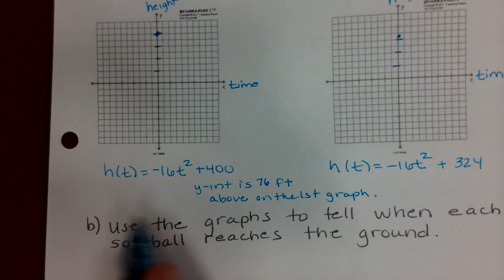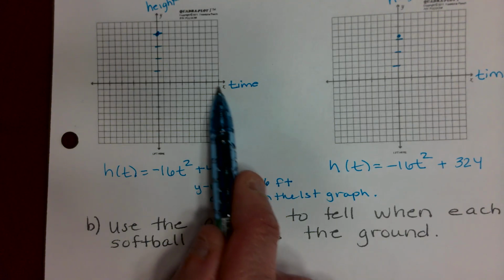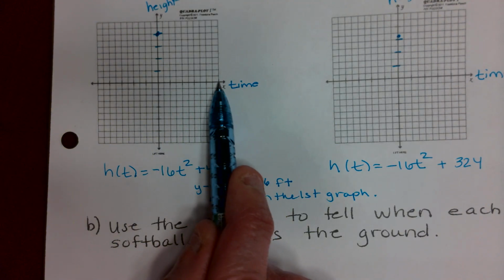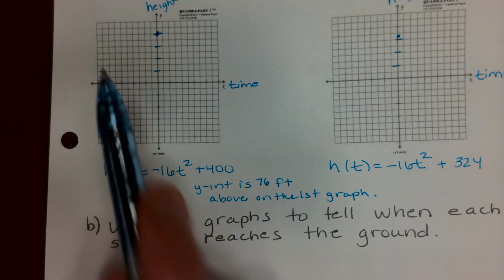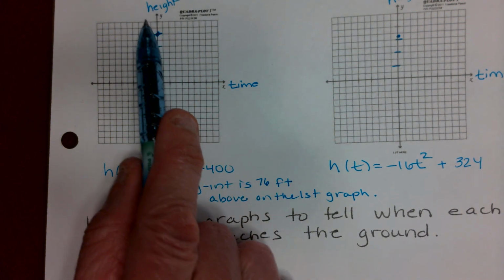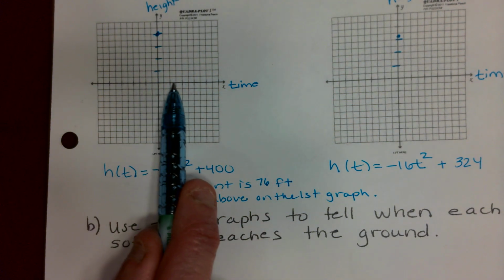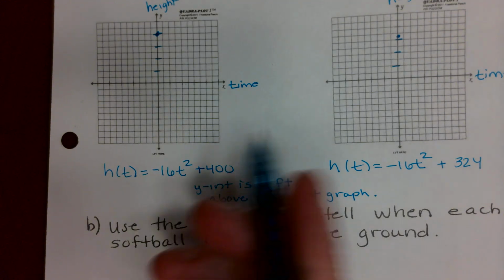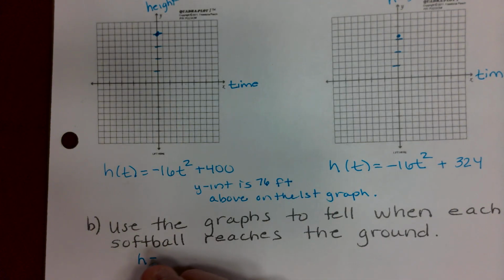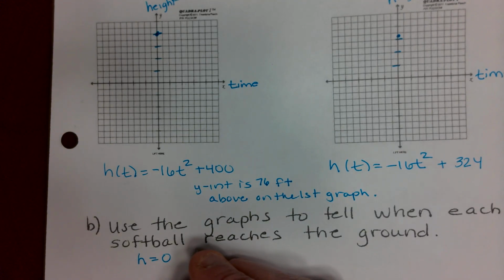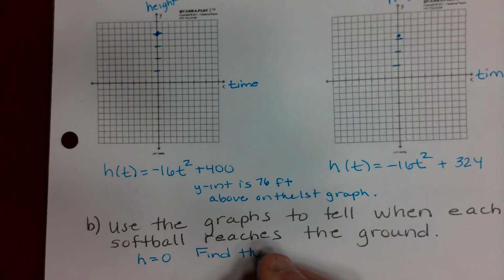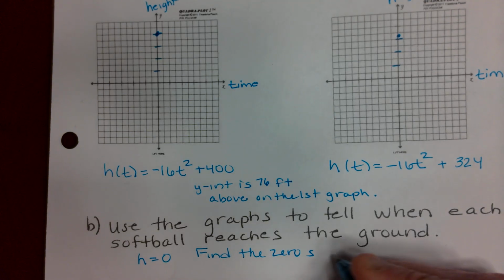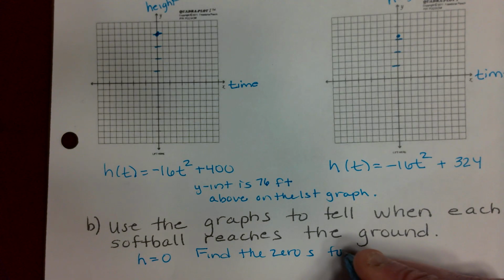Okay, so the best way you're going to want to do that is, what is the time here? The time at this point, I mean the height, not the time. We're looking for the time. The height when it hits the ground is what? 0. So when h is 0, that's what we're trying to find out. So we are going to find the zeros for each equation.